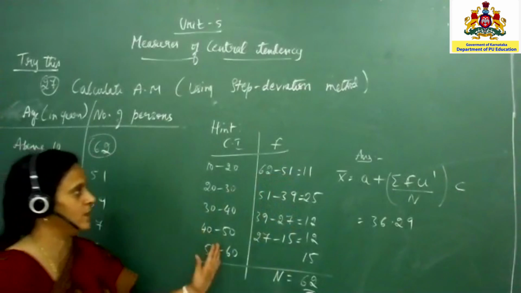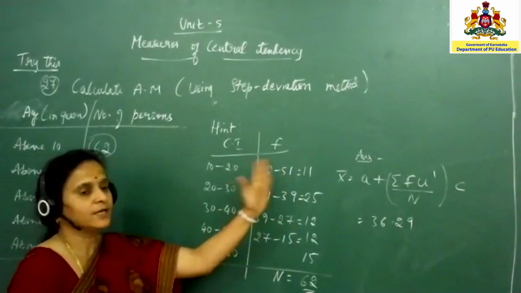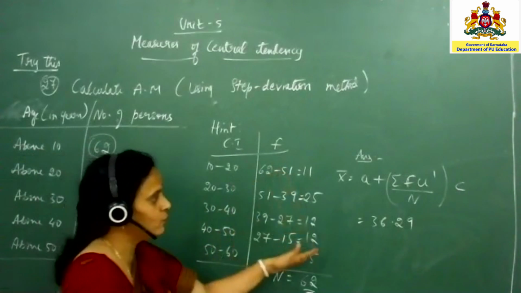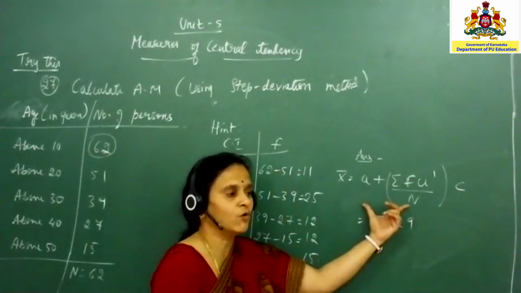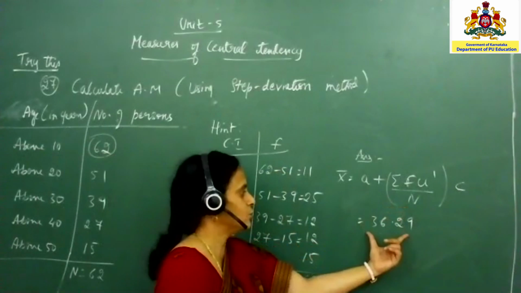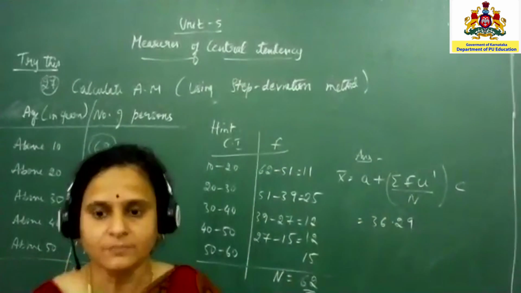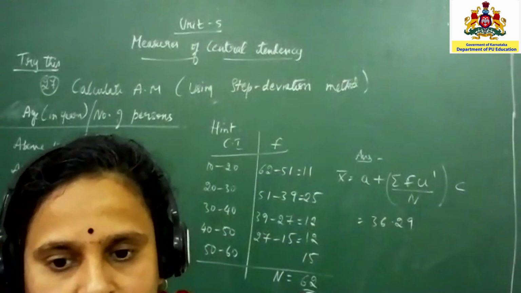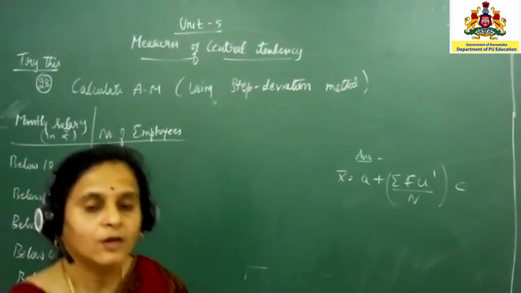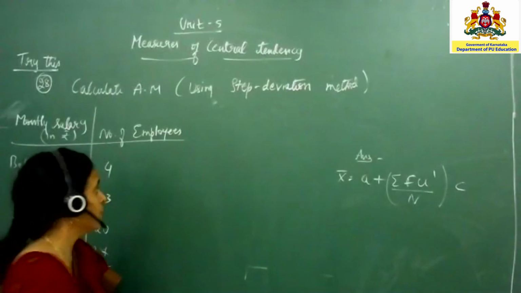Exclusive class intervals you have, frequency you have. Next, get the remaining columns and try to work this out by using this formula, the step deviation method. So you are getting the answer as 36.29. So try this problem. The same way, try one more problem.